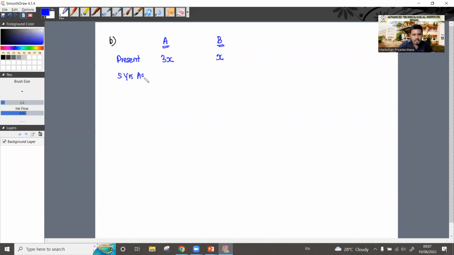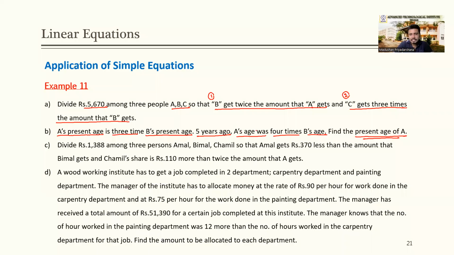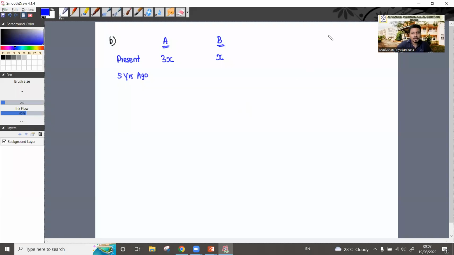5 years ago, what has happened? A's age was 4 times B's age. 5 years ago. Here I will take some numeric examples for A and B. Right? If B's percentage is, let's assume it as 20. I'm just taking a figure here. If B's percentage is 20, what should be the A's percentage?